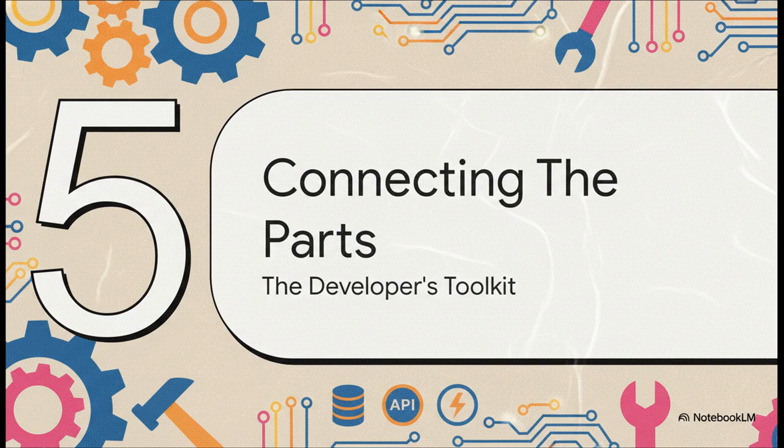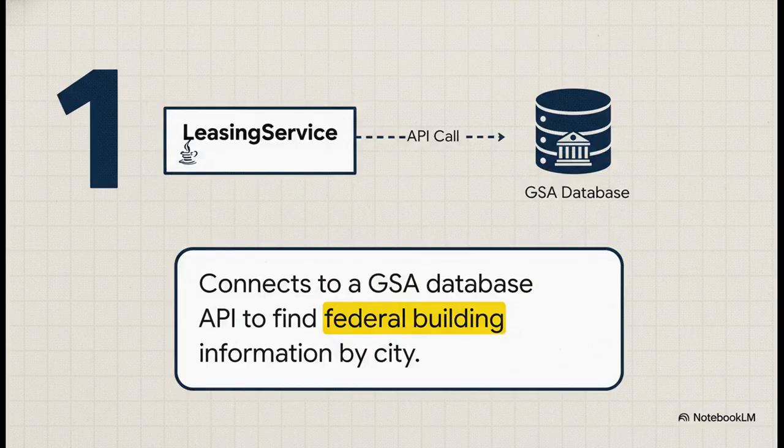Let's look at the 3 tools we'd need for this use case. Tool number 1 is a leasing service. Now, in Spring AI, this can be just a simple Java bean. We give it a description in plain English, maybe with an annotation telling the AI, hey, this tool connects to a GSA database and can find federal buildings for you if you give it a city. That's it. The framework handles the rest.